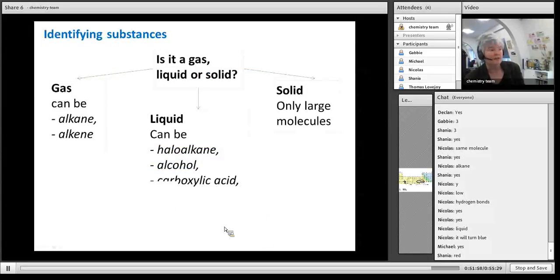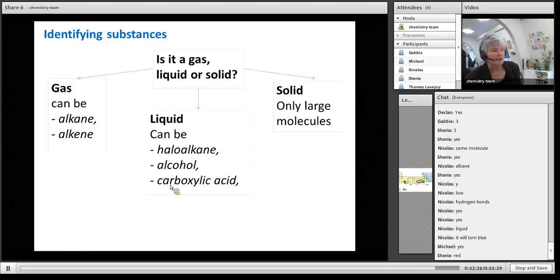So the final thing in the last few minutes is, as I say, remember you're going to have to draw this program up, or design a method to identify substances. And so the first thing you think of, is it going to be a gas, liquid, or solid? It's not the only thing you can use, but it's a good thing to use. So solids, as far as you're concerned, are going to be only the large ones.